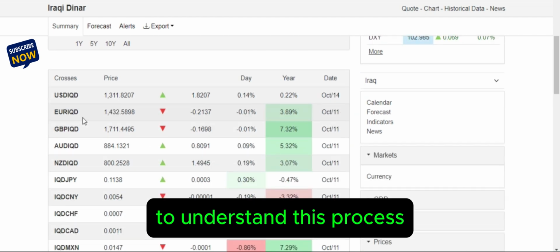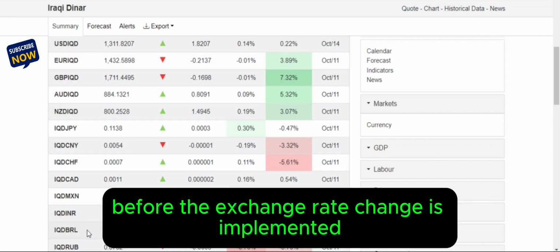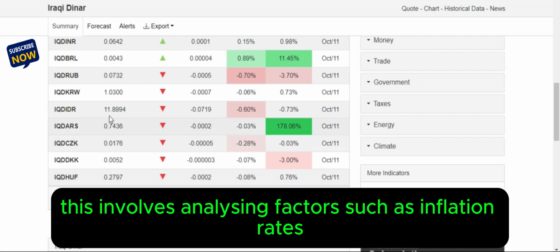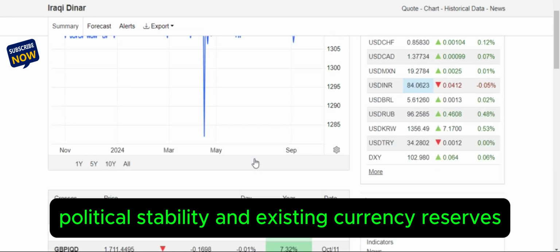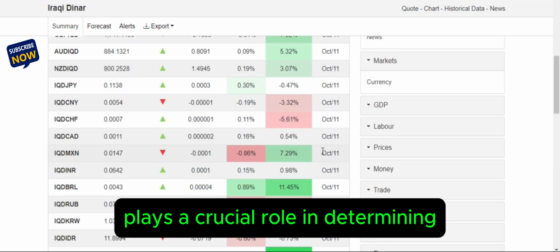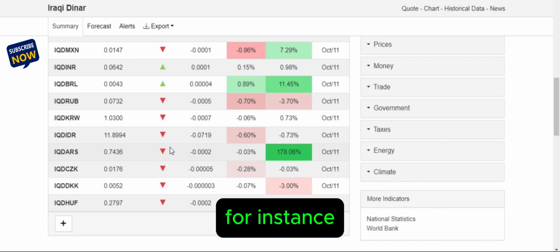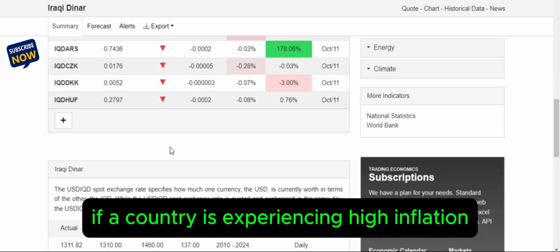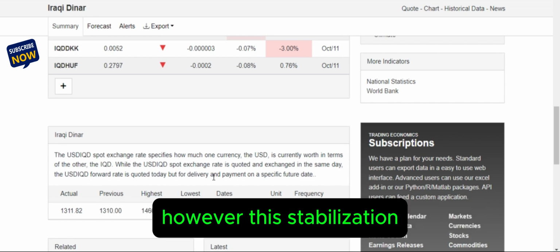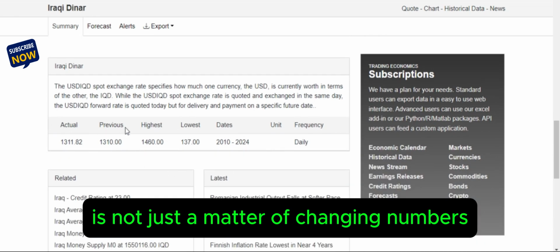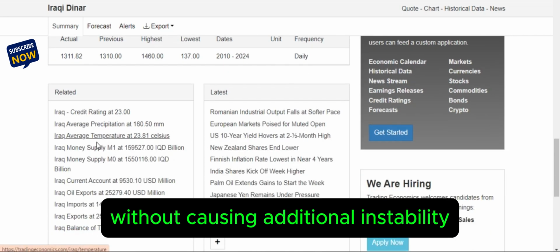To understand this process, we must first consider the existing conditions in the economy before the exchange rate change is implemented. This involves analyzing factors such as inflation rates, economic growth, political stability, and existing currency reserves. Each of these factors plays a crucial role in determining the potential impact of an exchange rate change. For instance, if a country is experiencing high inflation, a new exchange rate might be introduced as a way to stabilize the economy. However, this stabilization is not just a matter of changing numbers. It requires careful planning and execution to ensure that the desired outcomes are achieved without causing additional instability.